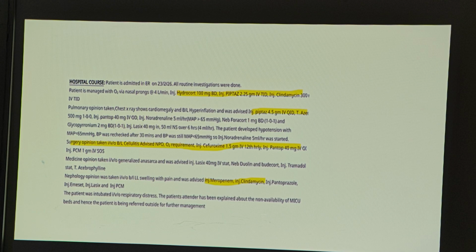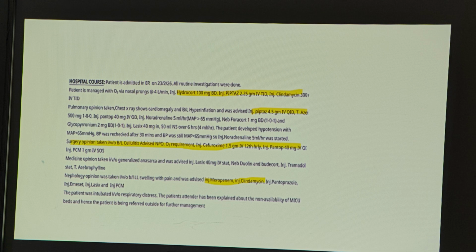And this is the hospital course of this patient who got LAMA. Initially the patient is having definitely COPD and other features, respiratory acidosis, respiratory failure features. So they have given hydrocortisone, they have started piperacillin tazobactam, as the creatinine level is somewhat elevated, 2.25 gram with clindamycin they have given. Pulmonary opinion they have taken, again you can see the dose difference. Piptaz, the pulmonary people advise 4.5 gram.